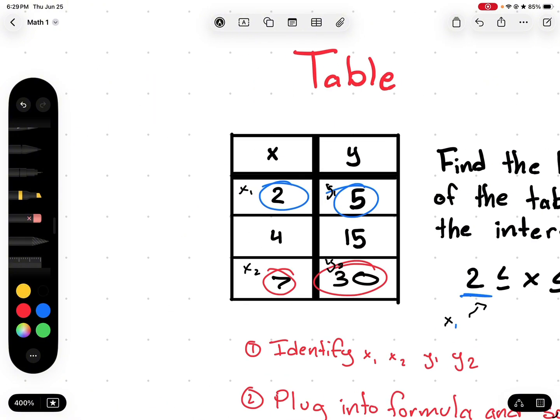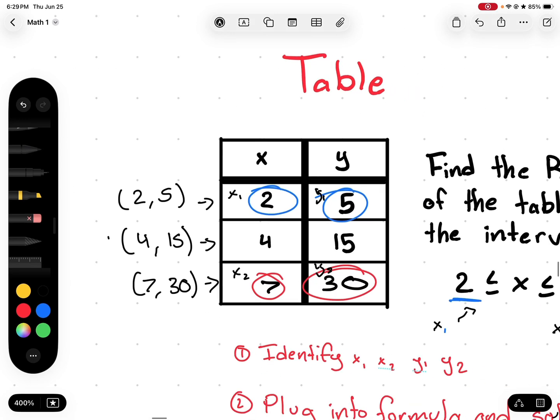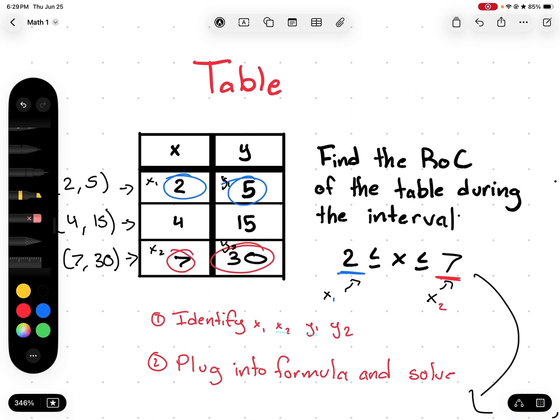And in case you need a refresher, I do talk about this in one of my other videos. When we have a table, it's essentially saying that the coordinates are x value and then y value, x value and then y value, x value and then y value. So essentially these are the coordinate points that are being expressed by the table. It's just in a different format. So we're finding 2 and 7 because these are our two x values. We have x1 is 2 and x2 is 7.